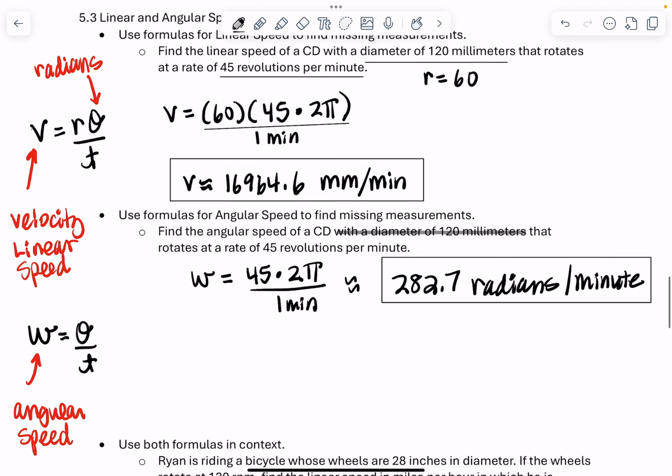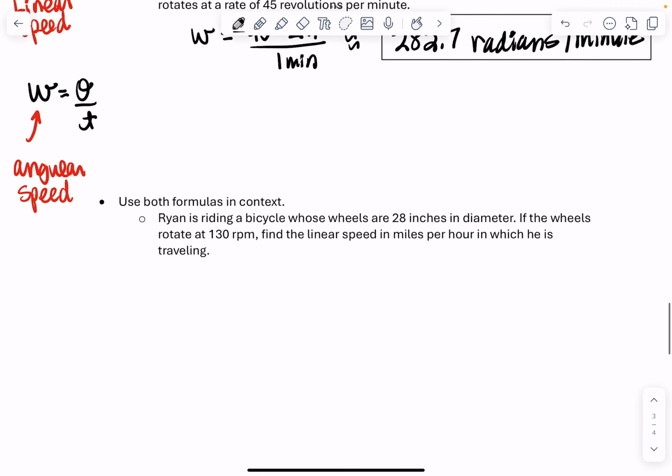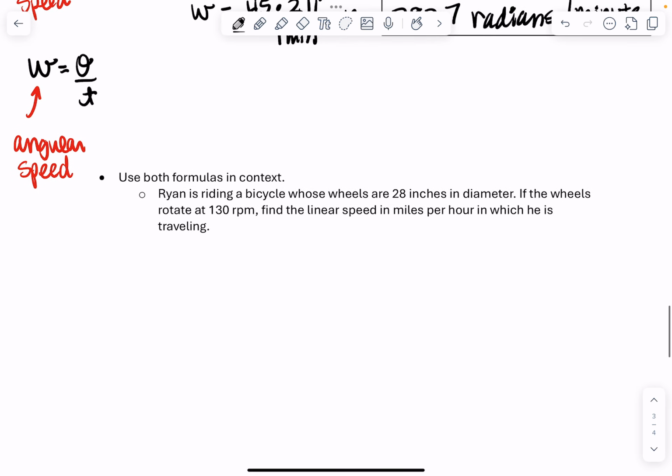All right, so now the last one. Yay, almost done. Okay, so you got to be able to use them in context with word problems, and that's what makes it hard. I suggest go back through your notes and work out any problem that you're just not sure about in there, or just to practice. Work them again. This one says Ryan is riding a bicycle.